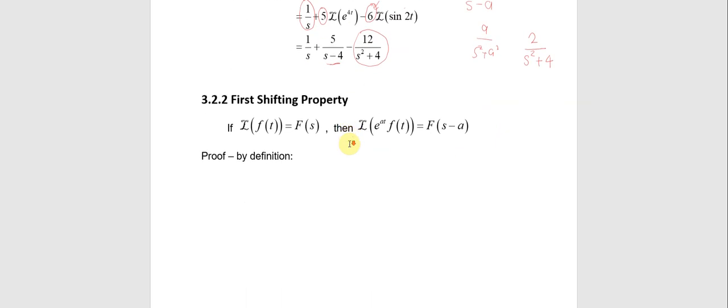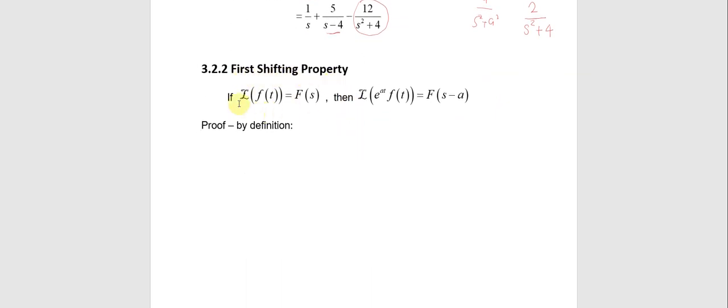Next we go to the first shifting property. If the Laplace of f(t) is equal to F(s), then the Laplace of e^(at) f(t) is equal to F(s minus a). I will show you by proving it using the definition. You know that the Laplace of f(t) is equal to F(s), and this equals the improper integral of e^(-st) f(t) dt.